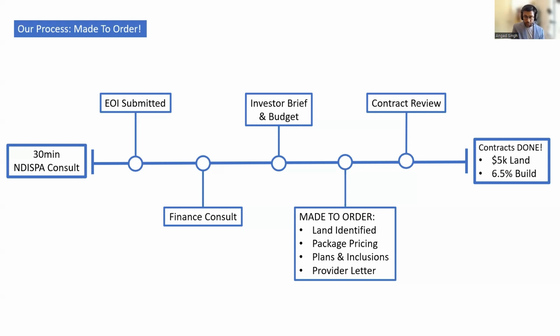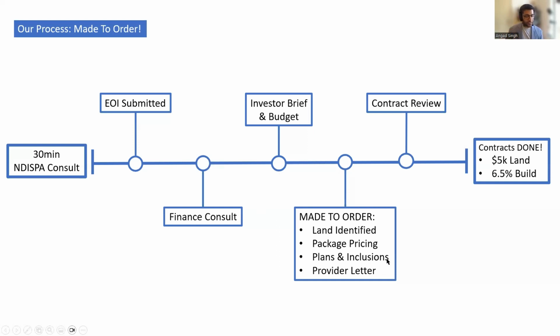The first step to engage is to contact Min and the team and have a consultation with them and see if what we offer might be right for you. After that, they will support you in preparing an expression of interest, which once you send to us, that's when we get started. Firstly, we go through a finance consult to verify the budget and essentially your brief, so you can let us know if you've got any preferred locations or a provider that you'd like to work with or anything in particular. And then once we know the budget and the brief, we make a package that's suitable for you. Obviously, all the packages are pre-certified. We always get feedback from our providers before we put a package together.